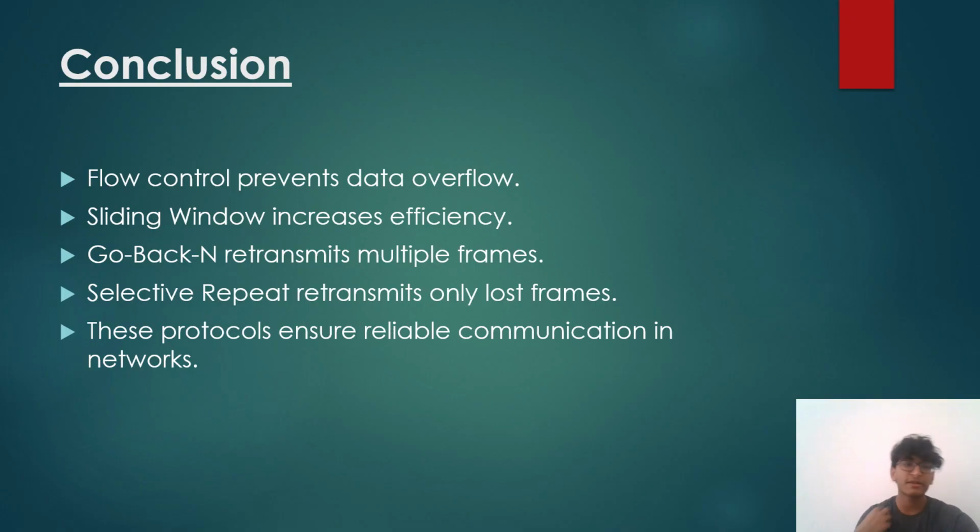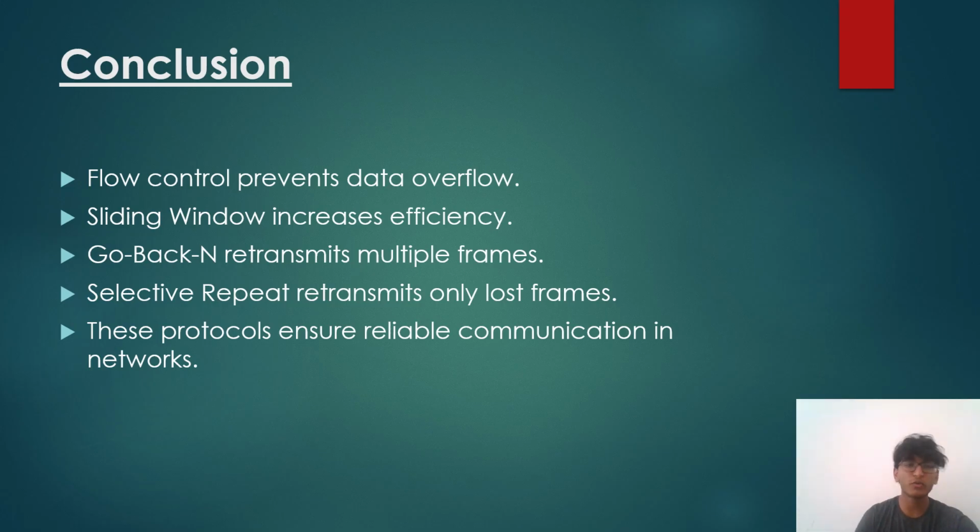Now let's go over the sequence numbers. Sequence numbers are used to uniquely identify each frame during transmission. They help the receiver detect duplicate frames and maintain the correct order of data. In the sliding window protocol, sequence numbers play an important role in tracking which frames have been sent and which ones have been acknowledged.